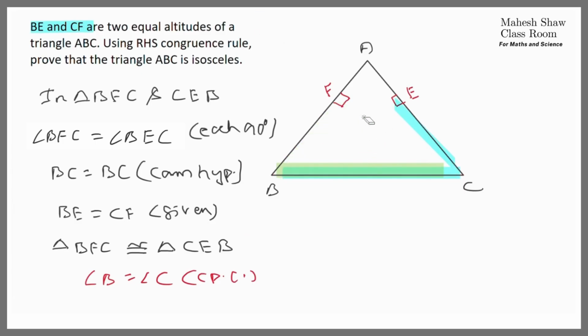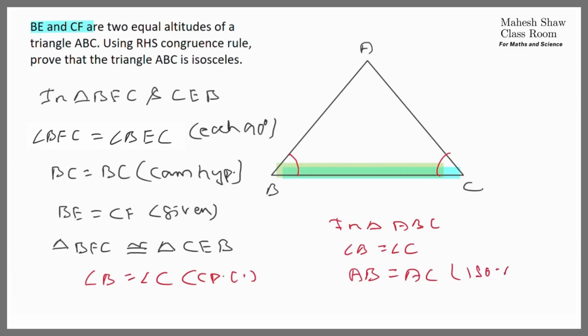Now look into this triangle. Let me erase these parts only. So we have proved angle B equals angle C. And what we know is that in a triangle, in triangle ABC, when two angles are equal, we can write their opposite sides, that is AB equals AC, that is from isosceles triangle property. So therefore, since we have proved two sides equal, we can say that ABC is an isosceles triangle.